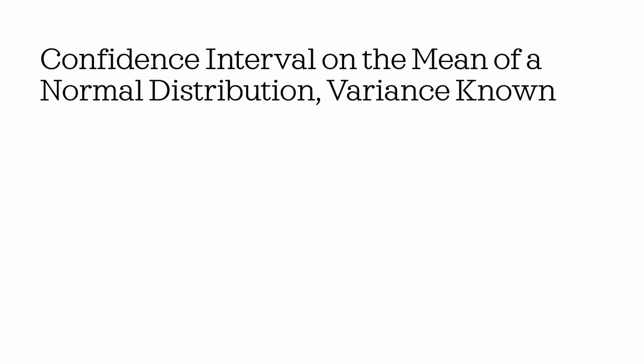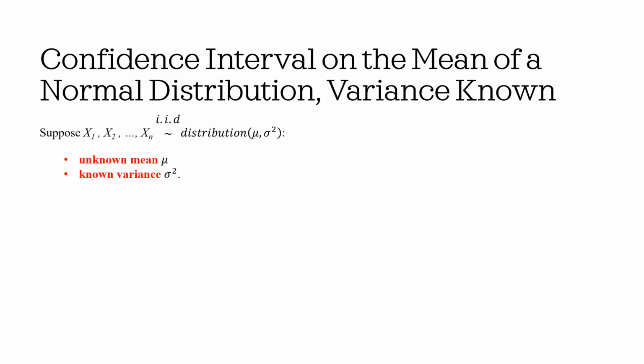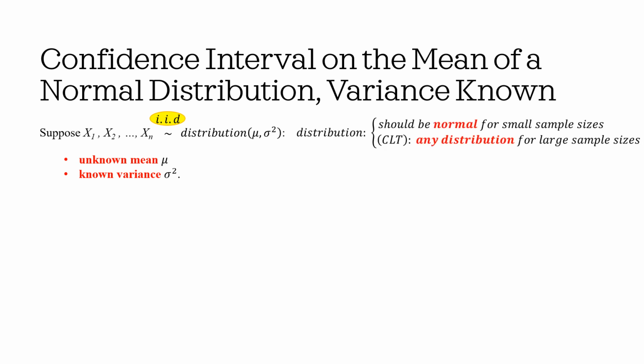We want to find a confidence interval on the population mean when the variance is known. So, suppose we have a random sample of size n, x1 to xn, with an unknown population mean, mu, and known variance, sigma squared. Please note that when we claim a sample is IID, the observations are made independently and come from the same identical distribution. For small sample sizes, these observations should be from a normal distribution, while for larger sample sizes, because of the central limit theorem, they can be from any distribution.